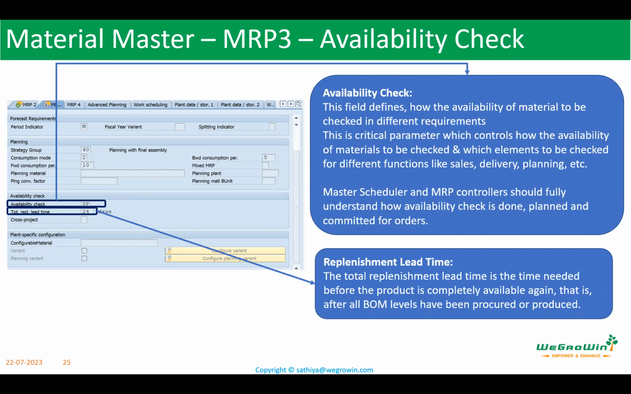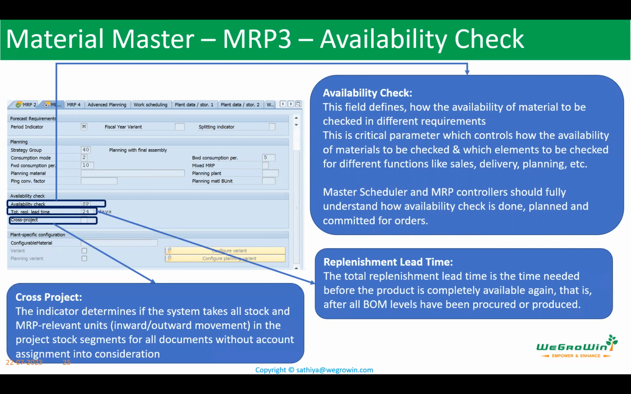And then replenishment lead time, which I explained already. Total replenishment time needs to be completely available again. This is for all the bill of material items starting from the beginning. Cross project means this indicator says to take all the stock of MRP-relevant units in the project stock segments. For example, if it is make to order, the system has to consider all the stock availability. But again, we are not going to use this field here as of now.